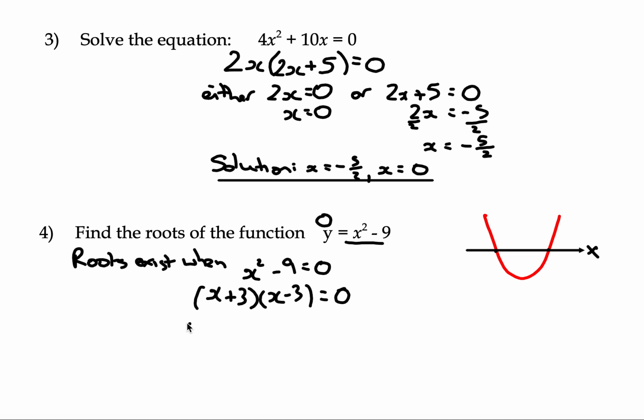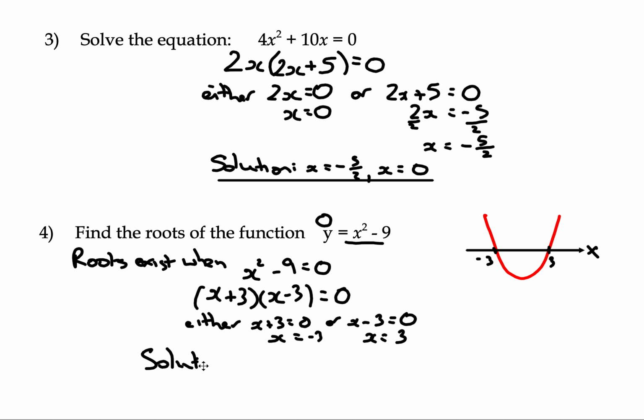What does that say? It means that either x plus 3 equals 0 or x minus 3 equals 0, which means solving those equations we get x equals negative 3 or x equals positive 3. In other words, we know that the x coordinates here will be negative 3, and that one will be 3. So our solution is x equals negative 3 and x equals positive 3. If you were asked for the coordinates, you would put them in bracket form, negative 3, 0 and 3, 0.